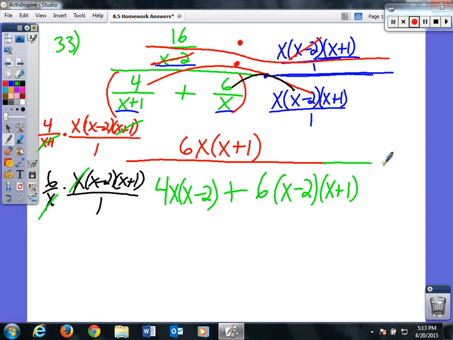Okay. Now what we can do is multiply out the bottom, combine like terms, and see if we can factor anything, because we potentially could be able to factor something out that would allow us to cancel with maybe that x plus 1.